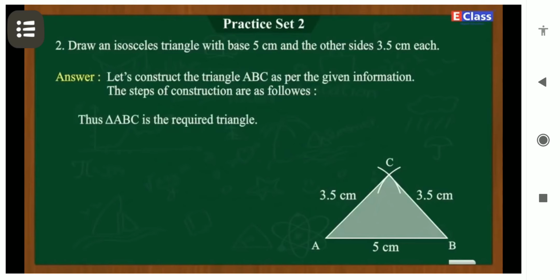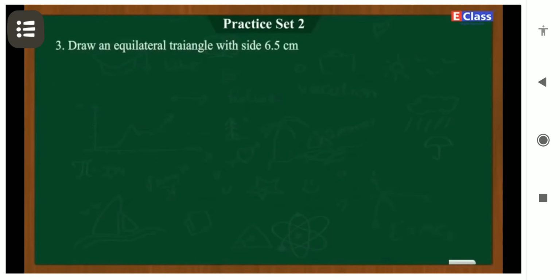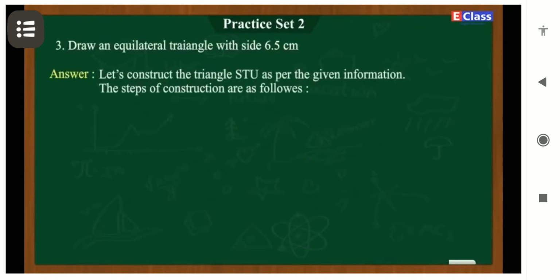Now students, let's solve the third question of practice set 2. Question number 3. Draw an equilateral triangle with side 6.5 centimeters. Answer. Let's construct the triangle STU as per the given information. The steps of construction are as follows.